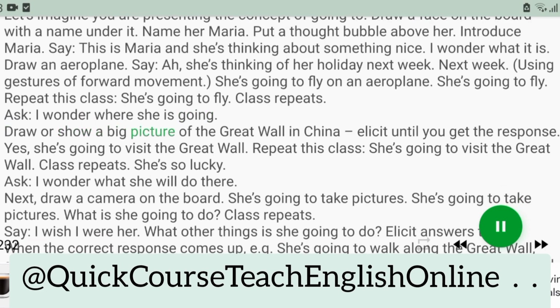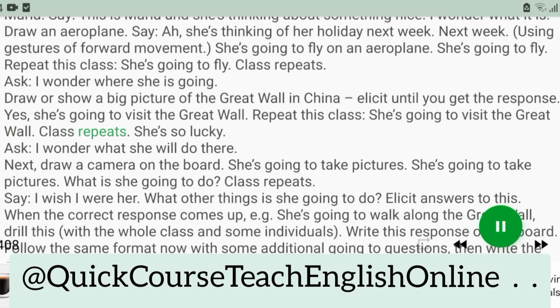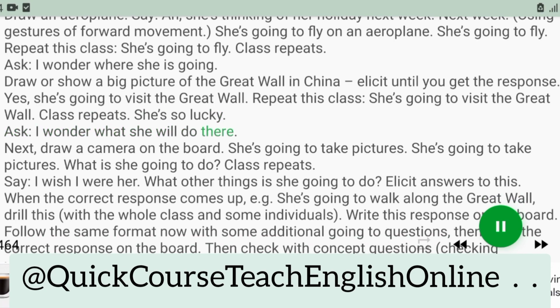Draw or show a big picture of the Great Wall in China. Elicit until you get the response. Yes, she's going to visit the Great Wall. Repeat this class. She's going to visit the Great Wall. Class repeats. She's so lucky. Ask. I wonder what she will do there.